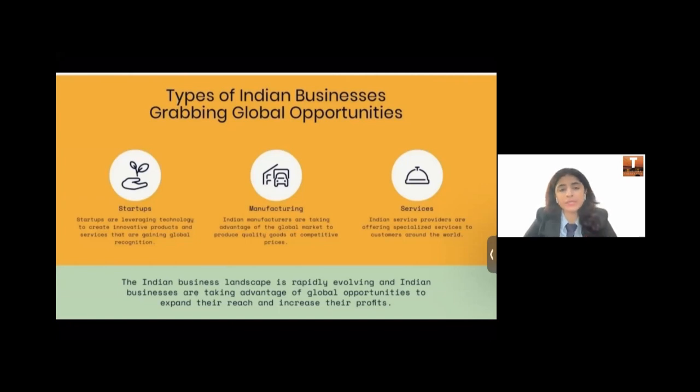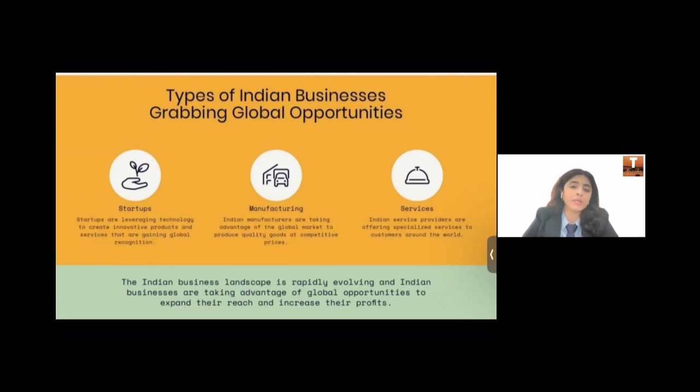So Indian businesses are already there in the global market, and Indian businesses across various sectors have been actively capitalizing on the global opportunities, showcasing their competitiveness and contributing to India's economic growth. There are some types which have successfully grabbed the global opportunities. Number one would be startups and technology companies.